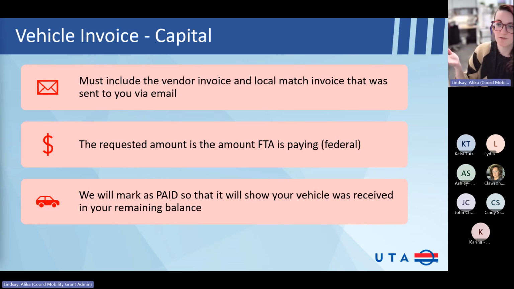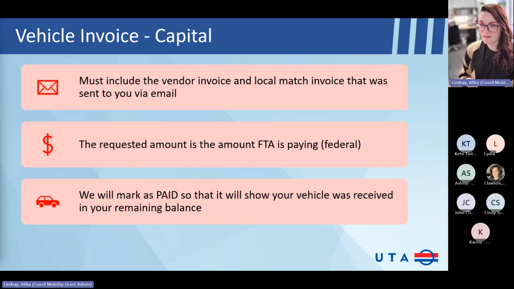Okay, and then vehicle invoices. After you get a new vehicle, you need to go into ZoomGrants and upload a vehicle invoice. You need to attach your vendor invoice and local match invoice that was sent to you in your email. Usually that comes from Eric. What's his last name? Eric something. Hawker. Eric Hawker at UTA sends those out.